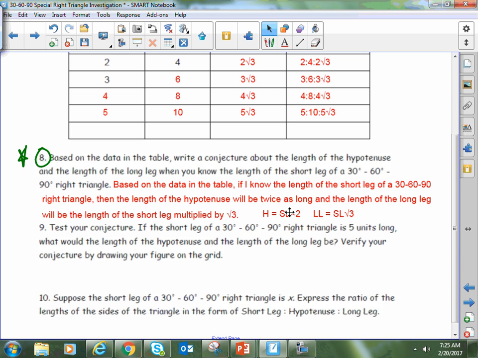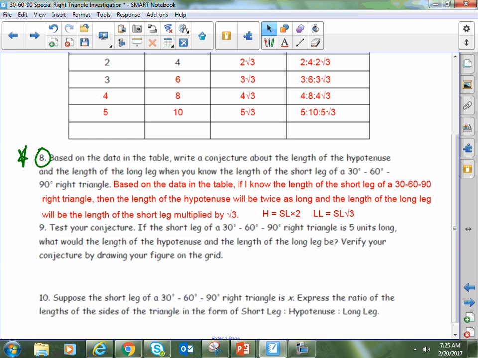Now here are the two ways that I would take those conjectures and write them as a math statement, where I'm saying h for the hypotenuse is equal to the short leg times 2, and the long leg, LL, is equal to the short leg multiplied by the square root of 3. So I'm taking the two statements that I developed from seeing the patterns in the table, and now I'm converting those conjectures into a math statement that I can now use.